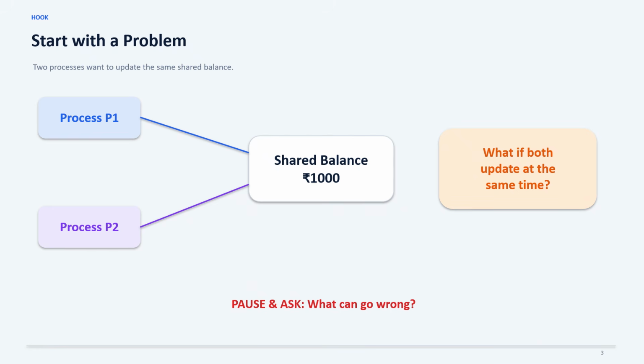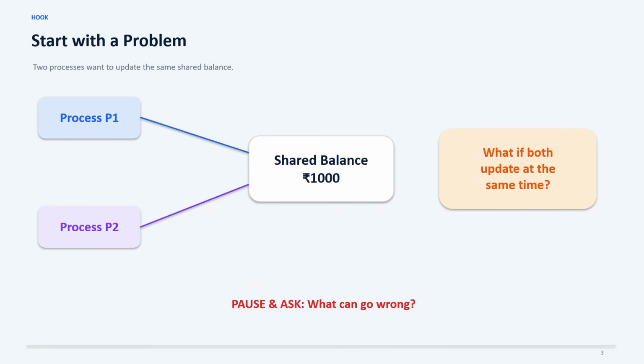Both processes are accessing the same bank account. Suppose the current balance is 1000 rupees. Process P1 wants to deposit some money while process P2 wants to withdraw some money. Now think about this question. What will happen if both processes read and modify the balance at exactly the same time? This situation can produce an incorrect balance because both processes are accessing shared data concurrently.